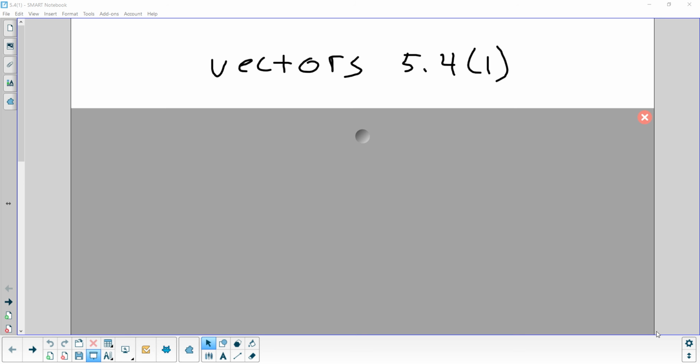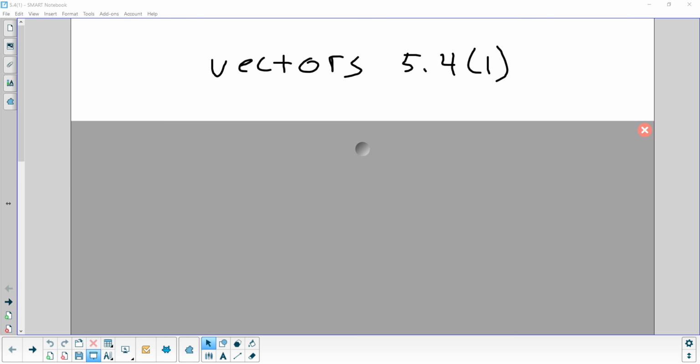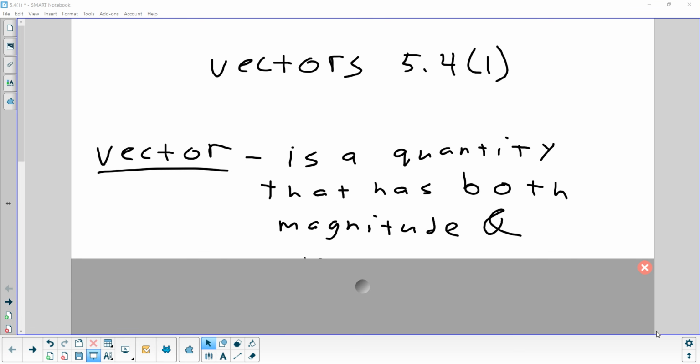Has anybody ever heard or studied anything about vectors before? If you've taken physics, you probably have, but anybody ever studied them before? All right, so let me just kind of explain what a vector is.